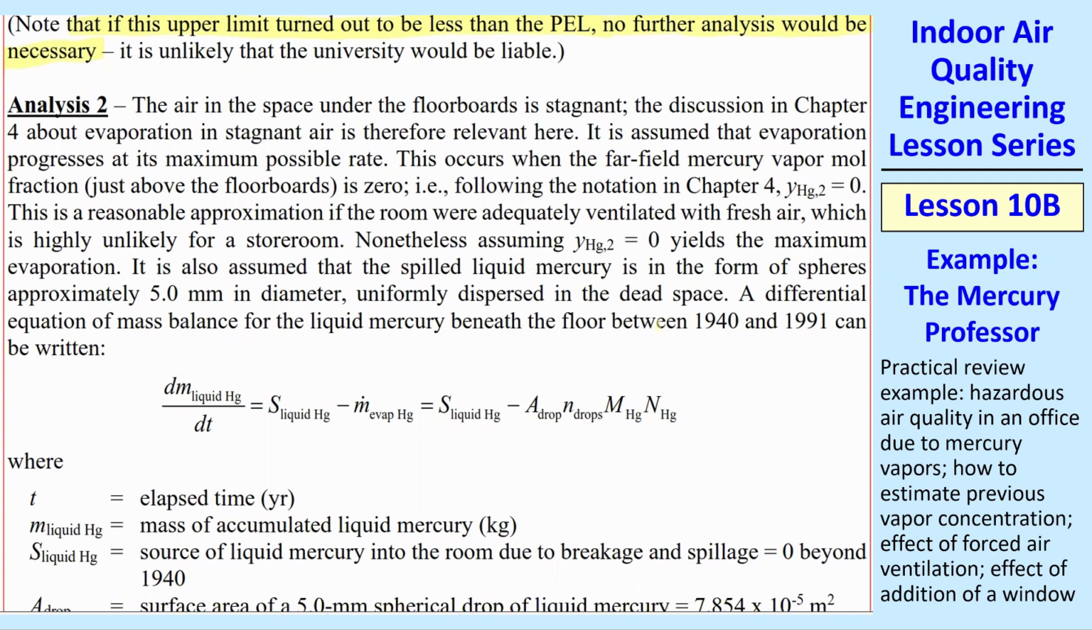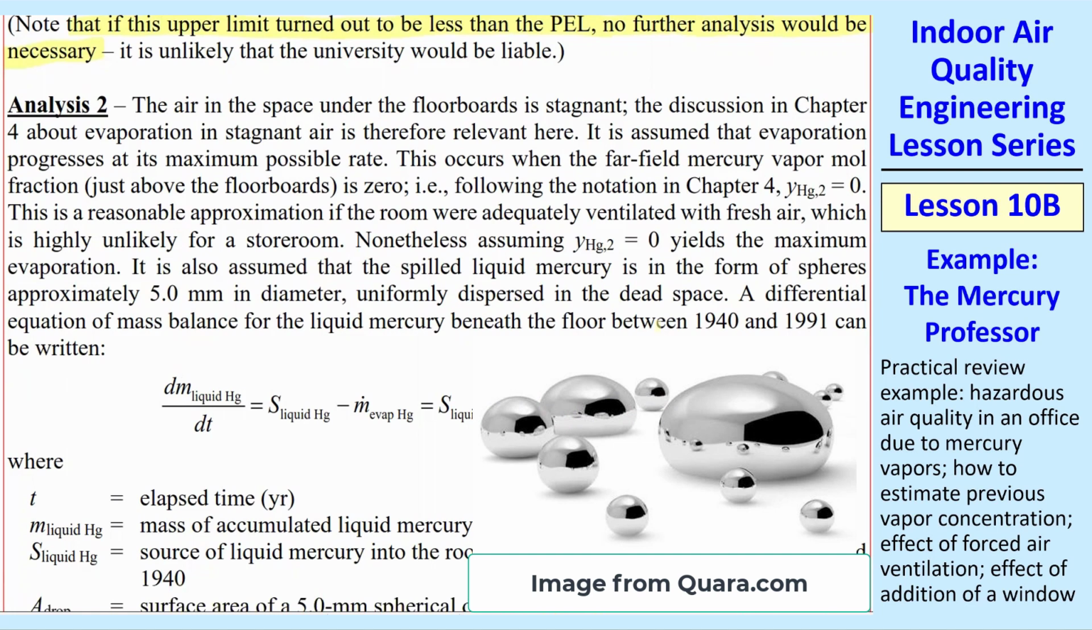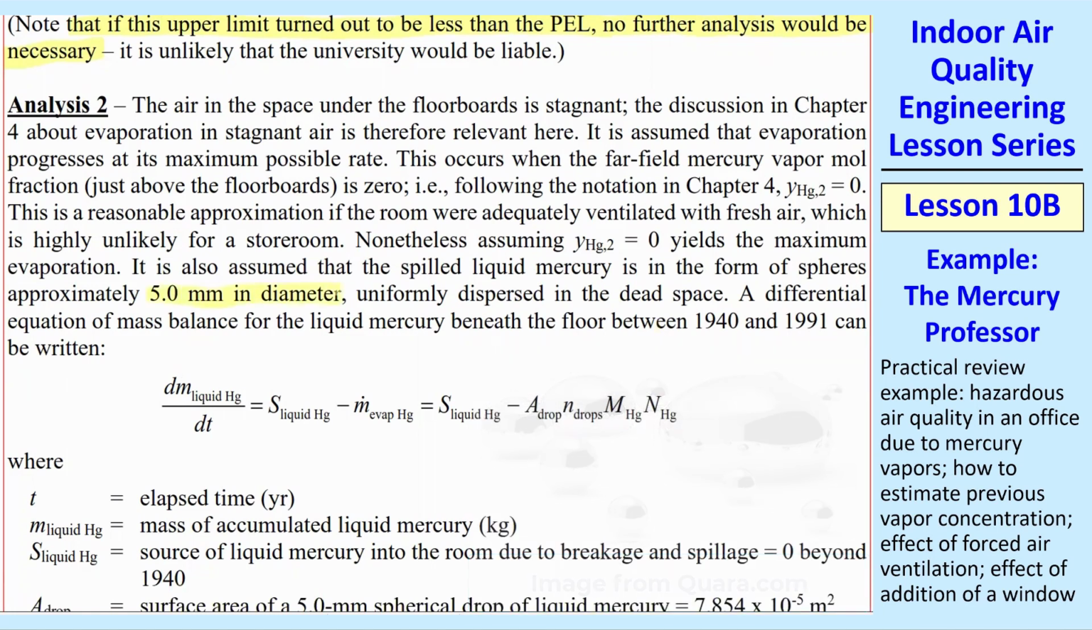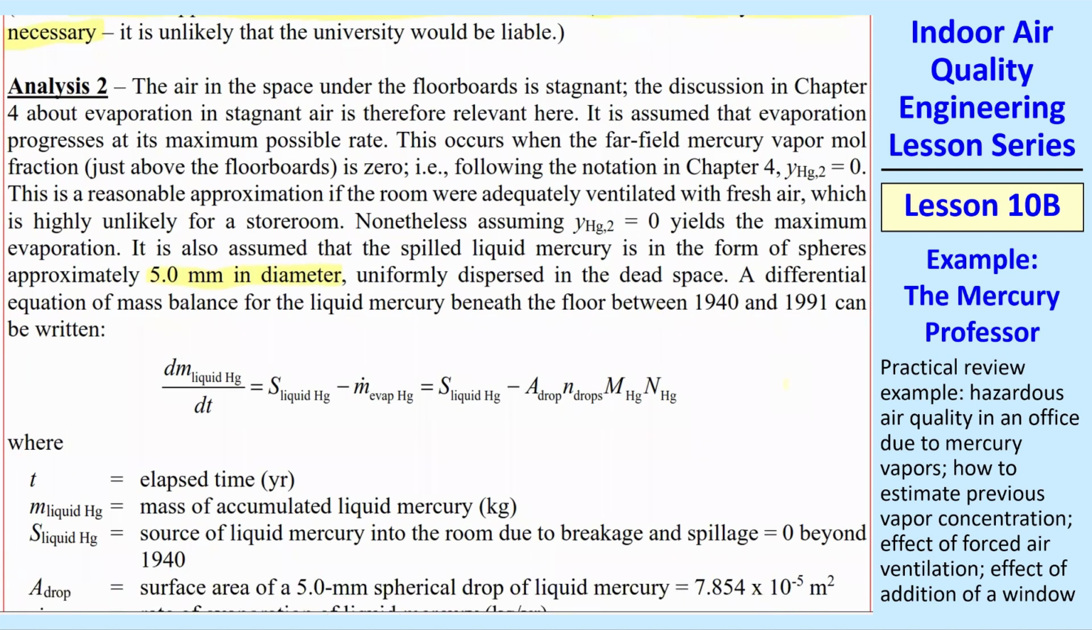We're going to pretend it's in a container. This container is the space between the floorboards down to the joists of the room. The only difference is that it's in a bunch of little spheres. So these were spheres of approximately 5 millimeters in diameter, and they were uniformly dispersed in the dead space. So this mercury had spilled over the years, and then it just stayed there evaporating.